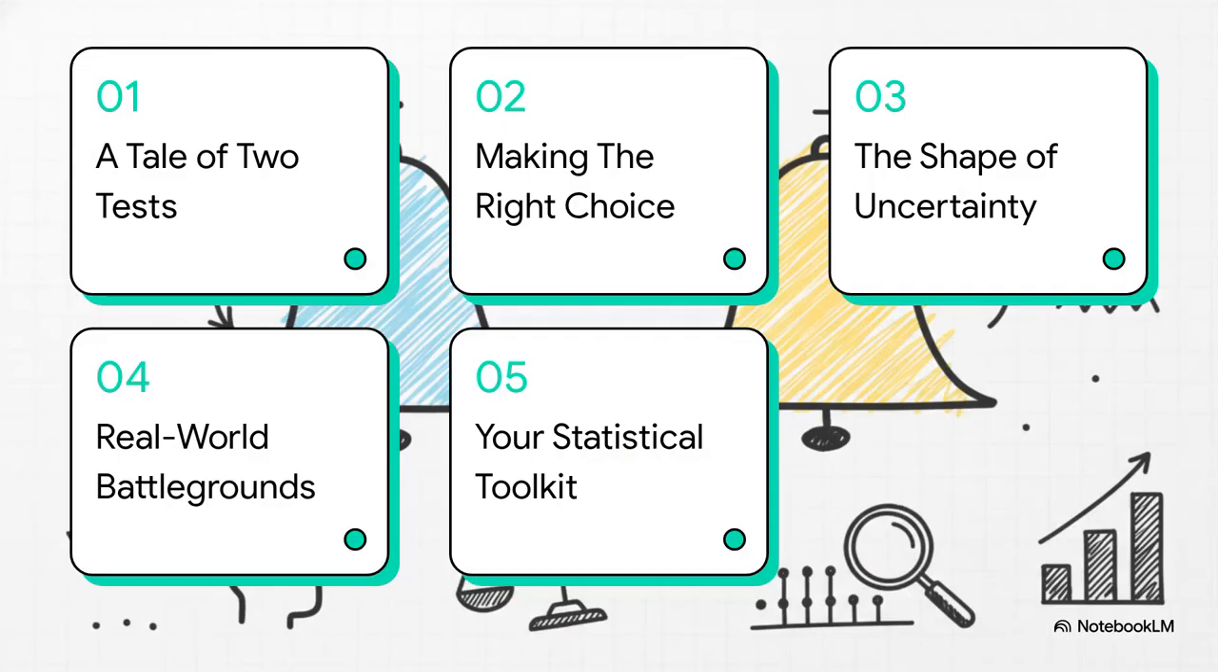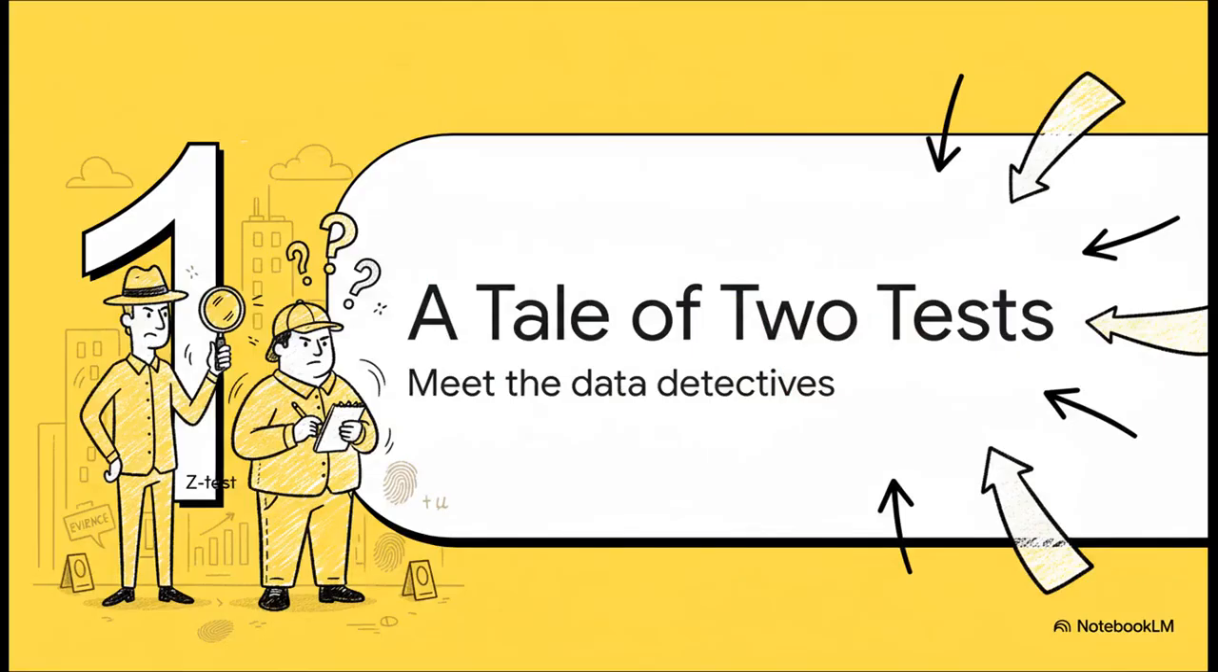So here's our game plan. We're going to start by meeting our two tests. Then we'll figure out how to make the right choice between them, and this is the important part, understand why that choice matters. After that, we'll look at some real-world examples and finish up by packing your statistical toolkit. All right, let's meet our two data detectives.